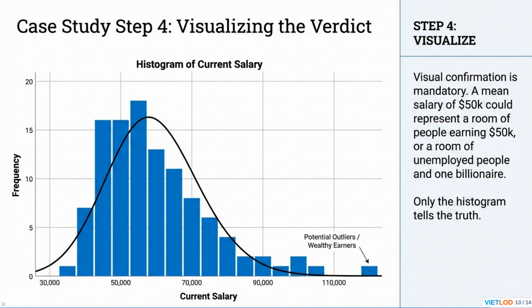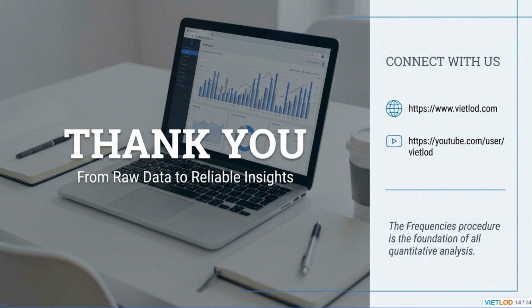Only a histogram, like the one displayed here, can truly reveal the story within your data. It illustrates the shape of the distribution, highlights the central tendency, indicates the spread, and clearly points out any potential outliers, such as the wealthy earners clustering on the far right of the salary distribution. This visual insight confirms a positive skew and the presence of individuals earning over $110,000, details a single mean could never convey. This crucial step completes our walkthrough of the frequencies procedure.